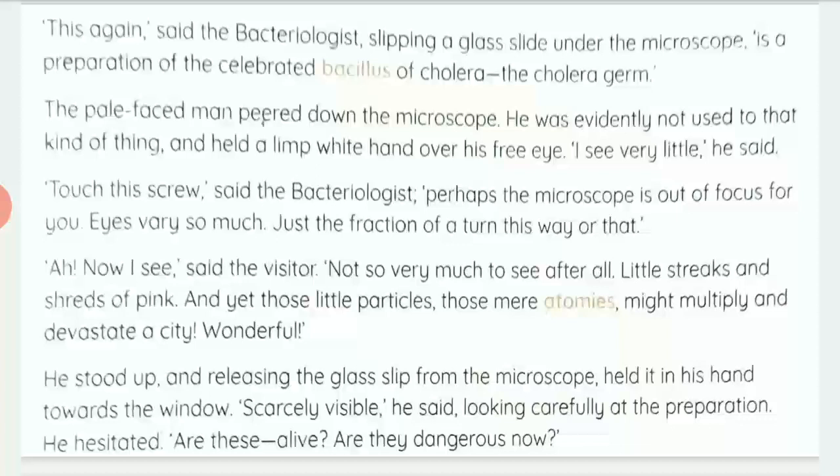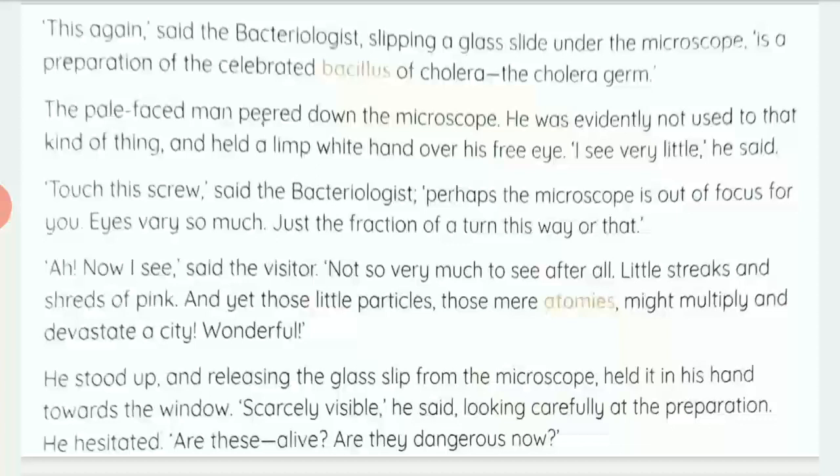"The pale-faced man peered down the microscope." Peered down, that is, he was looking with great difficulty down the microscope to observe these microorganisms. He was evidently not used to that kind of thing, and held a limp, that is lacking strength, really soft and loose white hand over his free eye. "I see very little," he said. So now this man was looking down with great difficulty over the microscope so that he could closely observe this cholera germ.